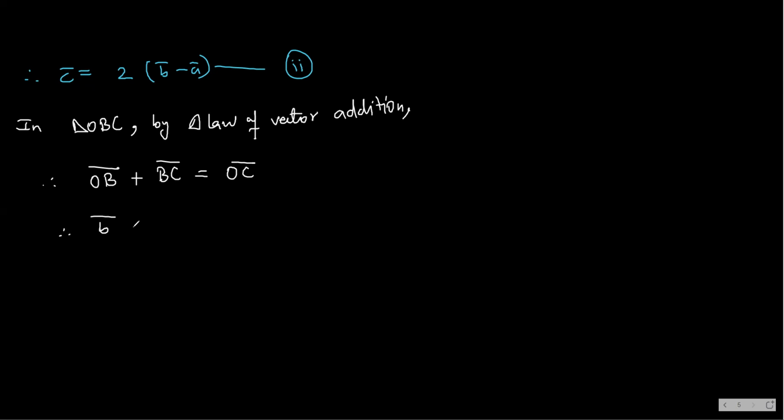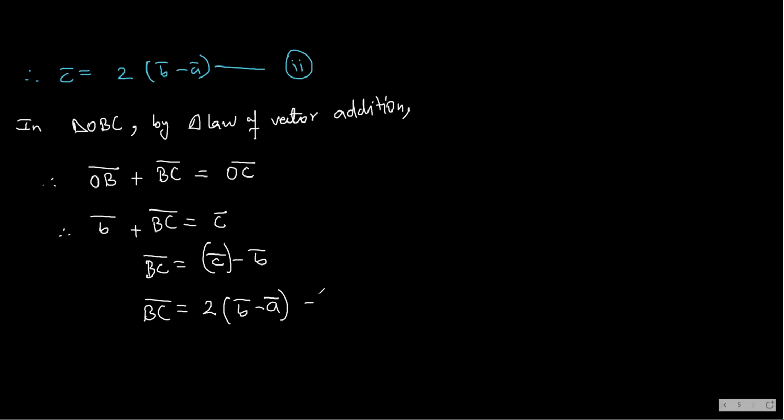OB bar is B bar that we are given. BC bar we will find, and OC bar we just found, which is C bar. So BC bar equals C bar minus B bar, and we substitute C bar from here. BC bar equals 2 times B bar minus A bar minus B bar, so 2B bar minus 2A bar minus B bar. This gives us B bar minus 2A bar. This is BC bar. Okay, but this BC bar isn't the required answer to the question.